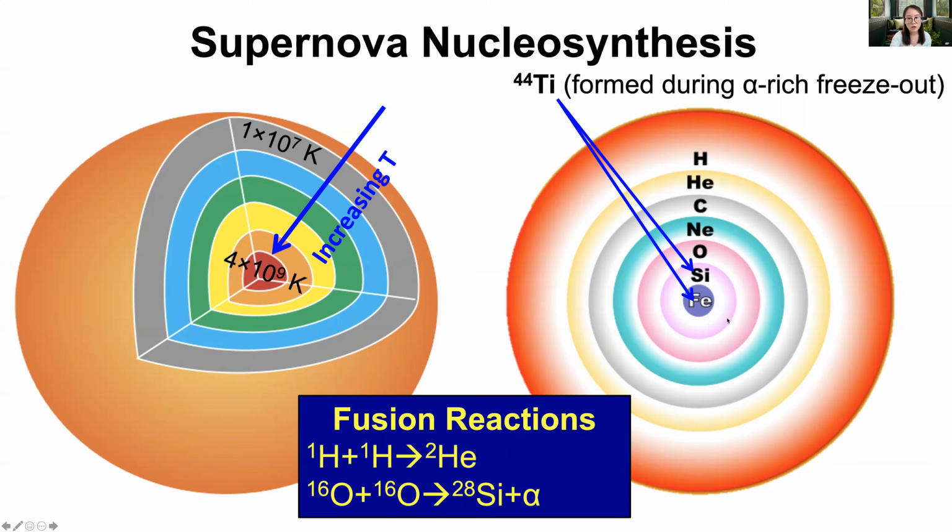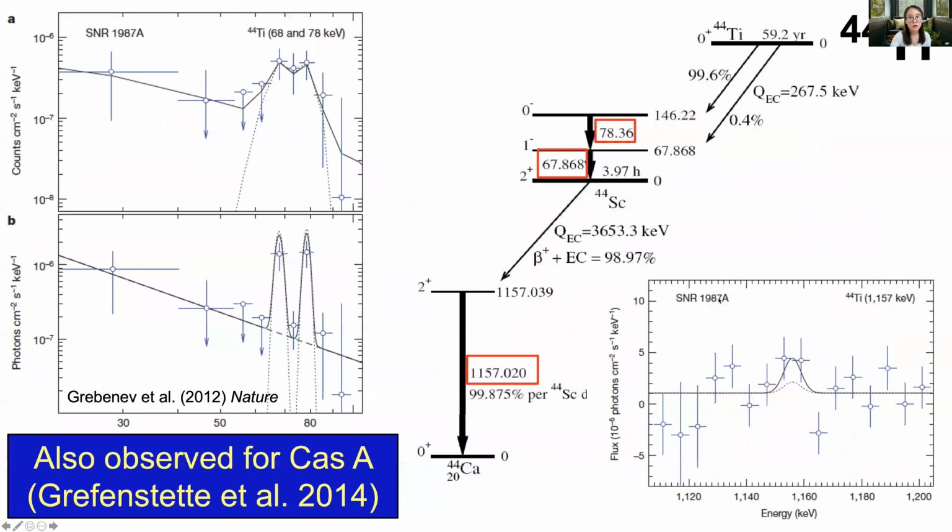So we will be talking about the radioactive titanium-44 in the next few slides. And just for reference, titanium-44 is formed deep inside the supernova during the explosion. Titanium-44 is a radioactive isotope with a half-life of about 60 years. It first decays to scandium-44 and then calcium-44. And the gamma ray emissions during the decay have been detected in supernova 1987A and also Cas A. Both of these supernovae are type 2 supernovae.